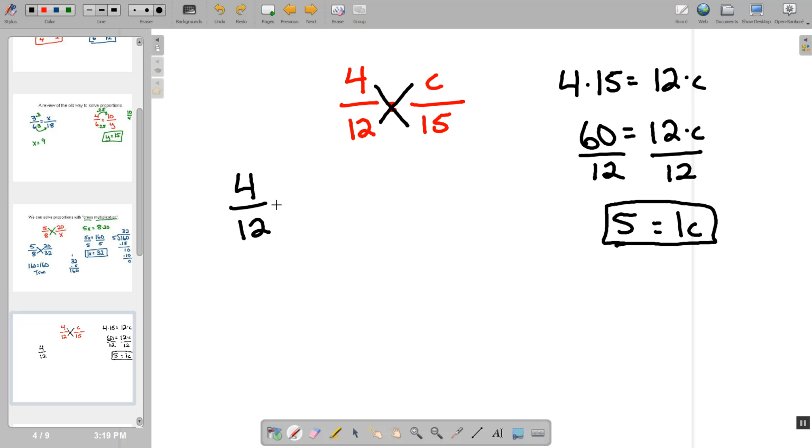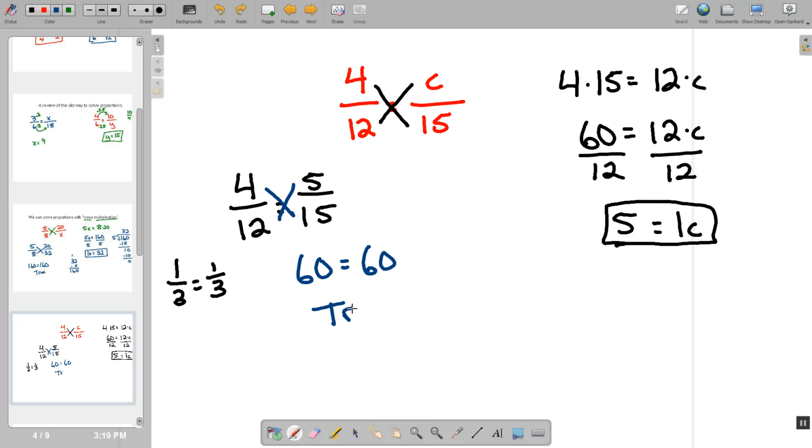We can plug this back in, and we can prove this is true two ways. We can either simplify both fractions, divide both of these by 4 to get 1/3, both of these by 5 to get 1/3, so it's true. Or, once again, we can use the new strategy. We have an equal sign. We can cross multiply. 4 times 15 is 60. 12 times 5, we just proved before, is also 60. Therefore, our answer must be 5 for c.